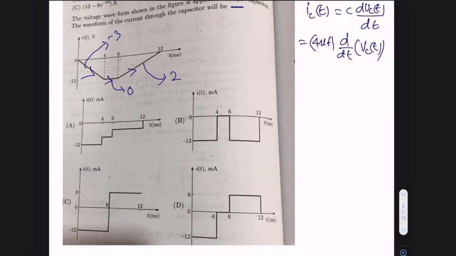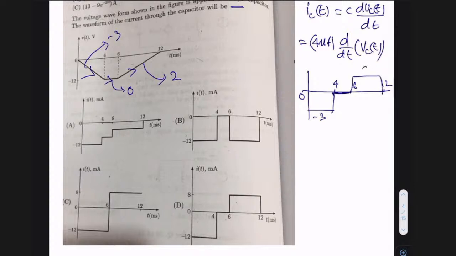So naturally, if I differentiate this, if I take the limits, this is 0, this is 4, this is 6, and this is 12. If I take like this, from 0 to 4, the slope is minus 3, so you get here minus 3. Then from 4 to 6, it is 0. Then from 6 to 12, it is plus 2, right? So you get something like this.